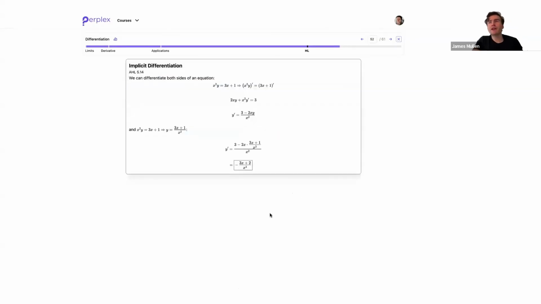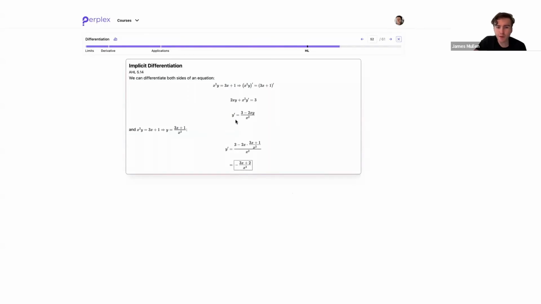Now, a very common IB differentiation question at the higher level is using implicit derivatives, which means I don't have an equation for y in terms of x, but I have a relation between x and y that defines a curve. But I can just take the derivative of both sides and use the chain rule to simplify that. So let's say I have x squared y is equal to 3x plus 1. I take the derivative of both sides, and I get 2xy plus x squared times the derivative of y is equal to 3. And if I isolate y prime, I get 3 minus 2xy over x squared.